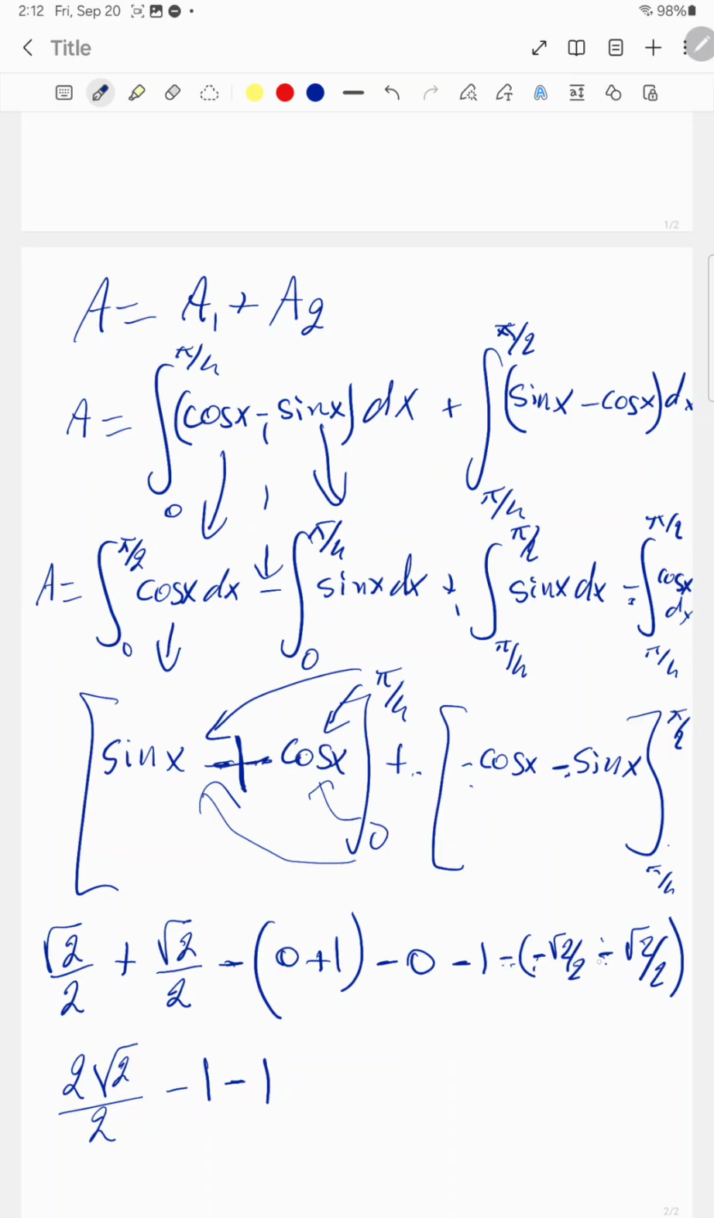Square root of 2 divided by 2 plus square root of 2 divided by 2 is 2 square root of 2 divided by 2, and then this 2 and this 2, I can simplify. So I would have square root of 2 here plus the square root of 2 here. It is 2 square root of 2 minus 2. That would be my final answer.